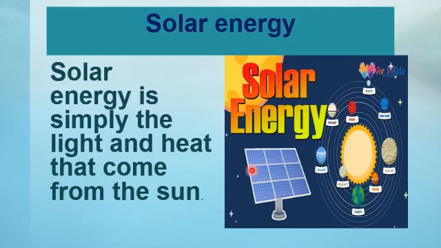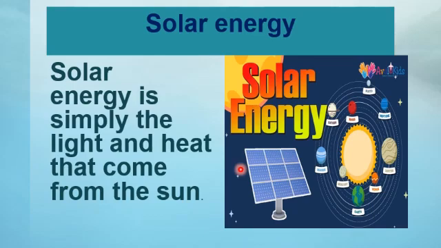So energy from the sun makes plants grow. Plants use the sun's energy to make their food, and that process is called photosynthesis. This form of energy is called solar energy. When we eat fruits and vegetables, we get energy from them. So energy is transferred from plants to other living things.